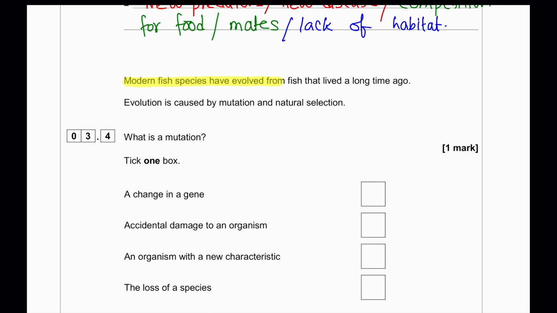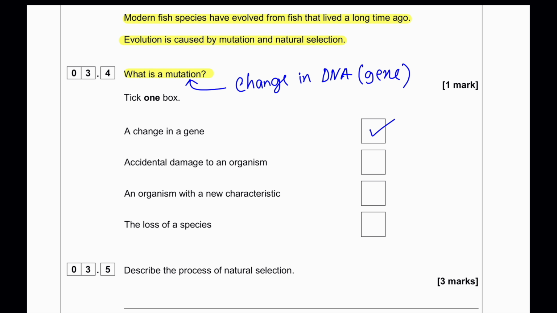Modern fish species have evolved from the fish that lived a long time ago. Evolution is caused by mutation and natural selection. What is mutation? So we know that mutation is a change in the DNA or the gene. So the first point will be the answer. Now let's see why the other points are not correct.